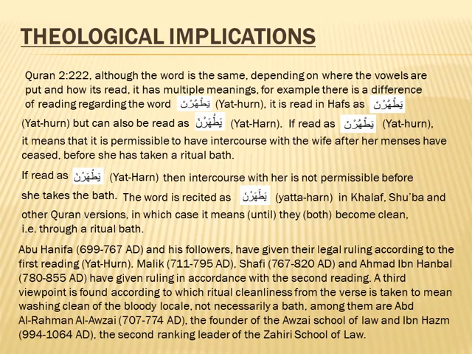As an illustration, consider Quran 2:222. Although the word is the same, depending on whether vowels are put and how it is read, it has multiple meanings and vastly different outcomes. For example, there is a difference of reading regarding the word yathurn, as it is found in the Hafs Quran version, but it can also be read as yathurn due to no vowelization or diacritical markings in the early script.